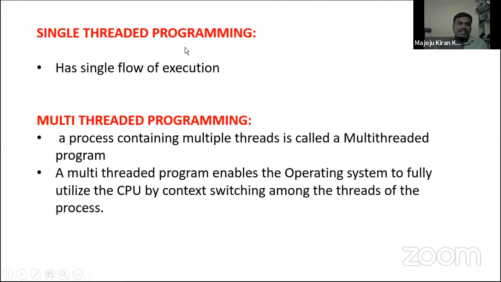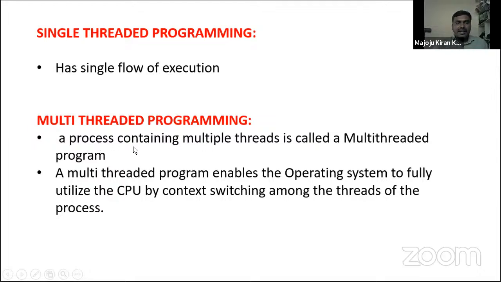So let us see single threaded programming and multi-threaded programming. As I said just now, single threaded programming has only a single flow of execution, so there will be only one control. That means the instructions are executed in sequential order. Until and unless one flow of execution is completed, it will not move to any other block. That is called single threaded programming. It is a single flow of execution.